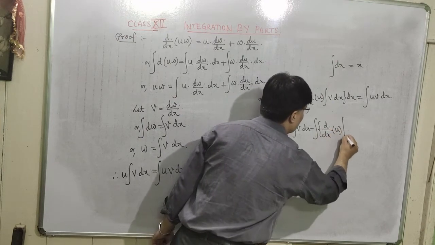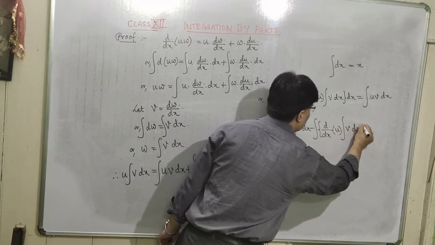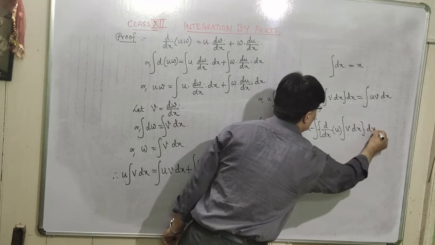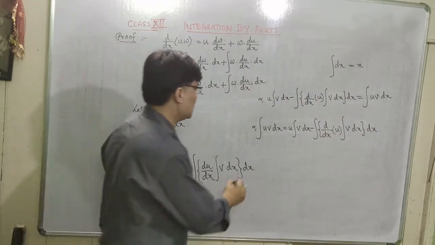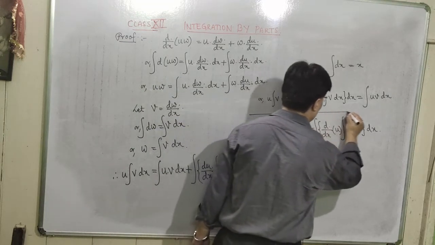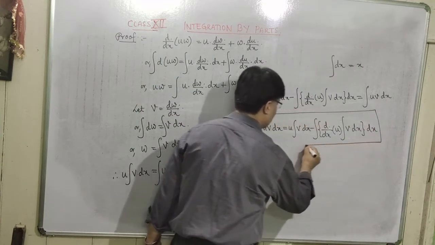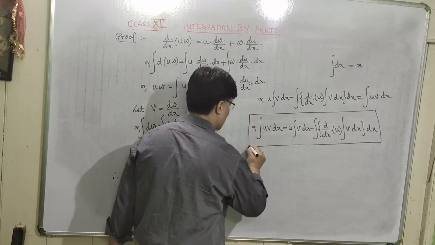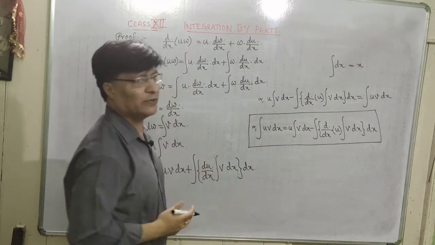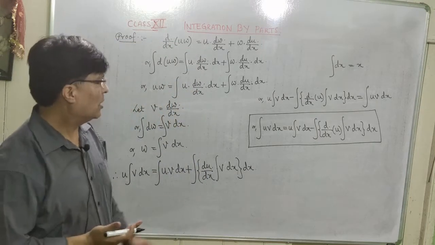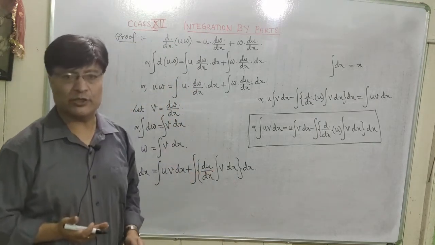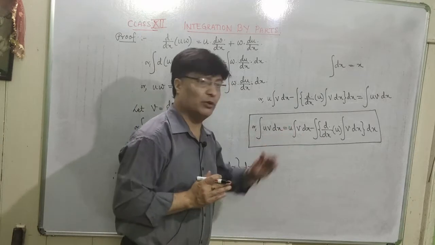So it is u integral sign v dx minus integral sign second bracket d by dx of u integral sign v dx second bracket closed, then you can write dx. So this is the formula for integration by parts. So you should know this formula. This derivation, you may not get in your examination, but you should have the knowledge of this derivation, and you should know this formula.